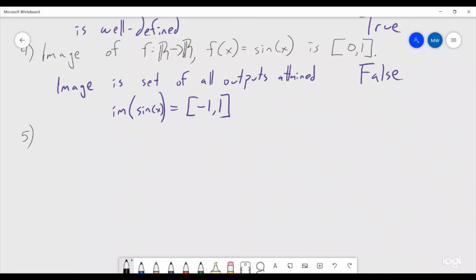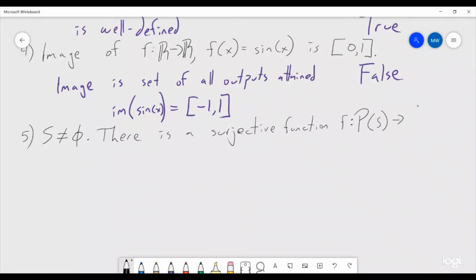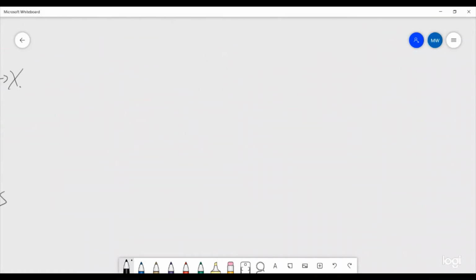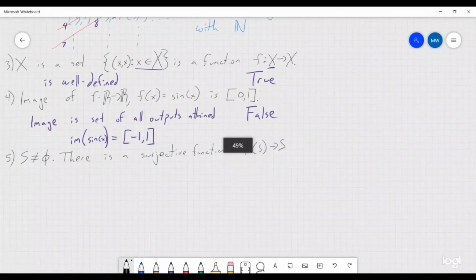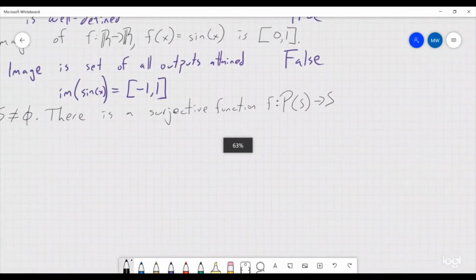Okay, the next one. S is not the empty set. There is a surjective function f defined from the power set of S to S. Is that going to be true or false?